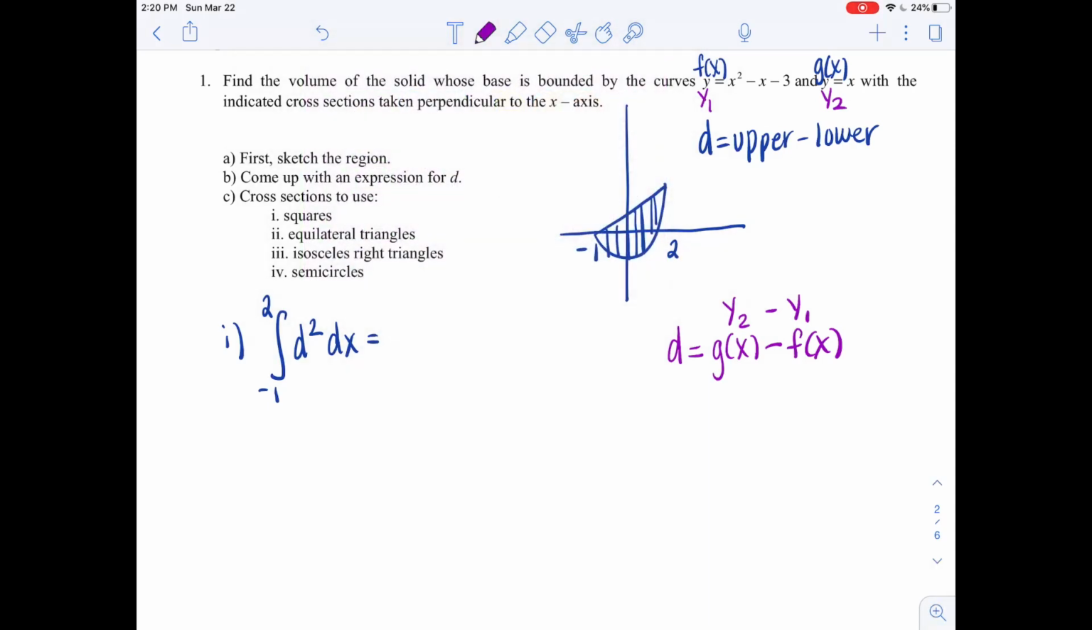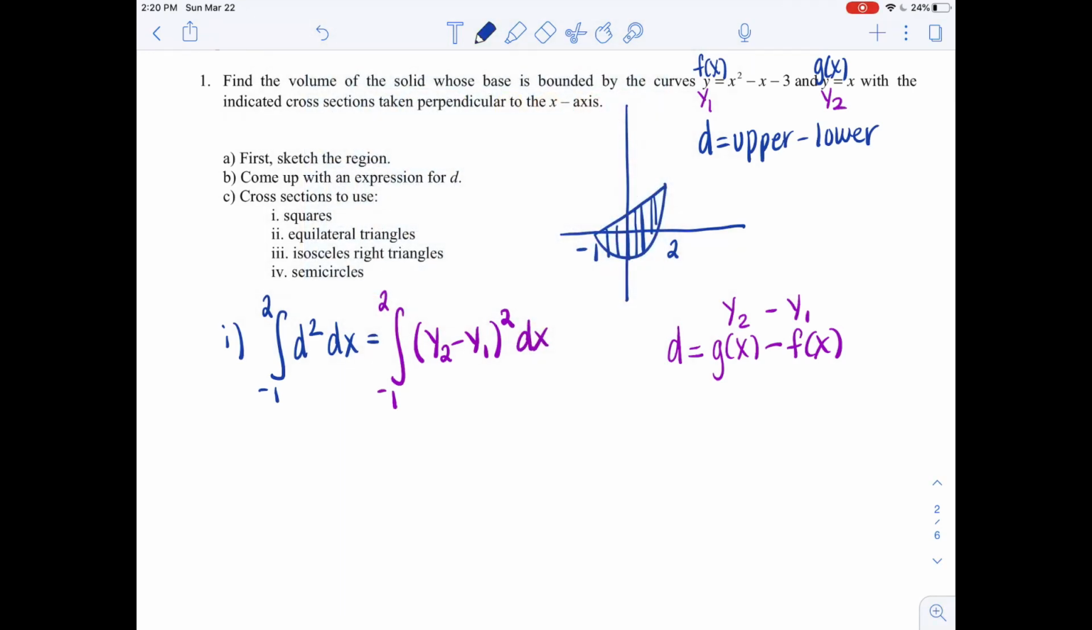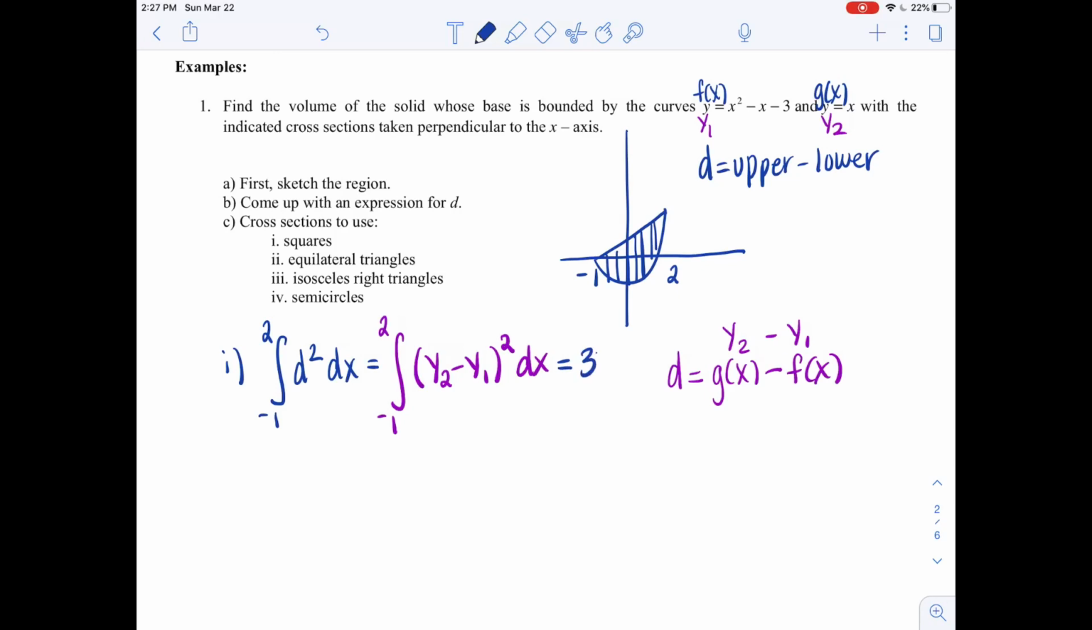Now just be careful, because if you're typing this in your calculator, you might be typing it in terms of y1 and y2. You'll be typing it as -1 to 2, in parentheses, y2 minus y1 whole quantity squared dx, instead of each one individually squared, because you're dealing with a different cross-section formula. So that value comes out to be exactly 30.6.